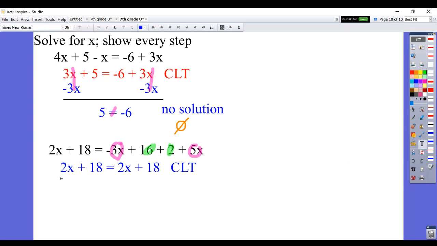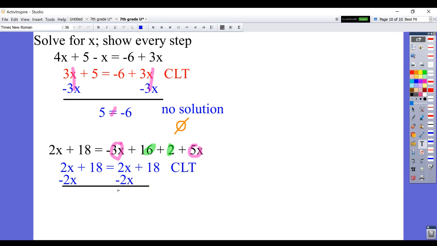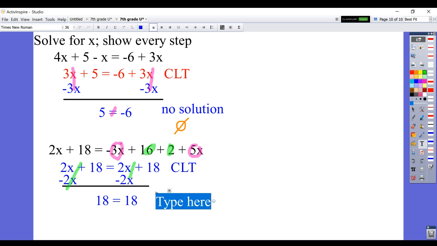All right, then I am going to subtract 2x from both sides to get x by itself on one side. Or in this case, as you probably can already foresee, we're going to get x gone on both sides and get 18 equals 18. Now, as we know, 18 always equals 18. So remember, when we get that type of situation, we say infinite number of solutions. Meaning it doesn't matter what value we put in for x, everything would check.